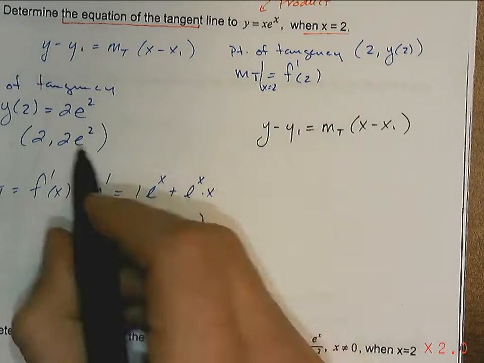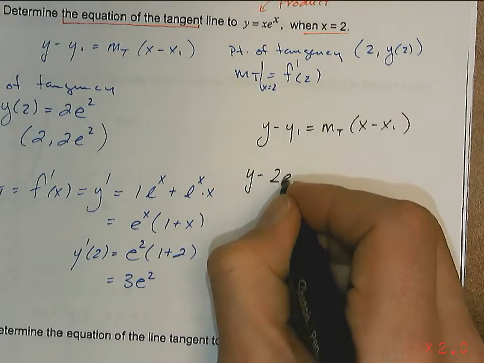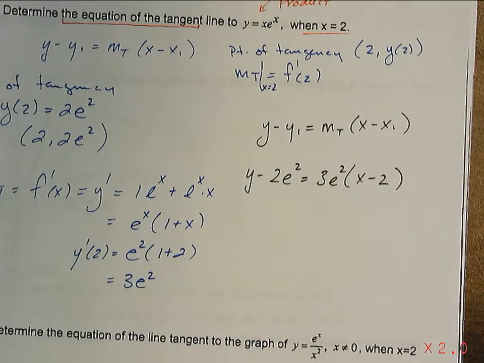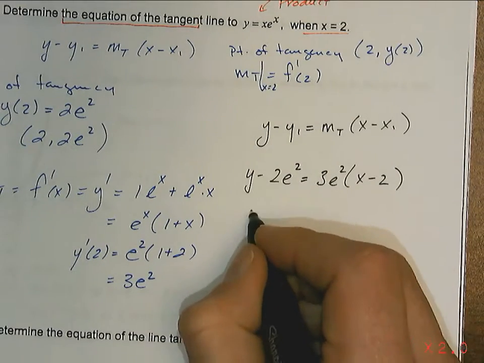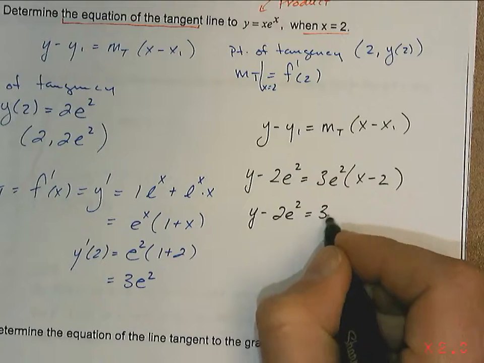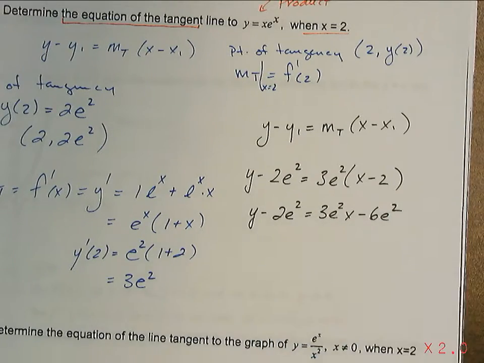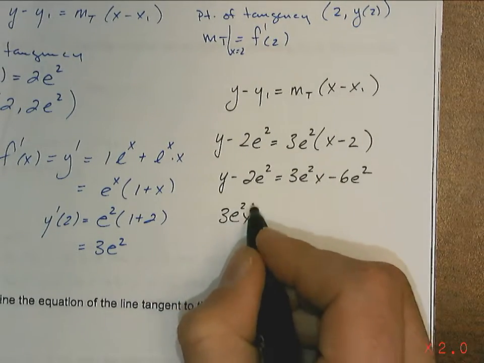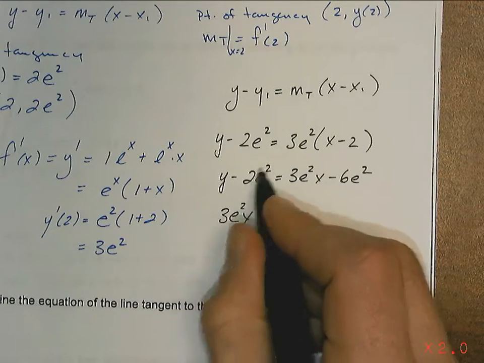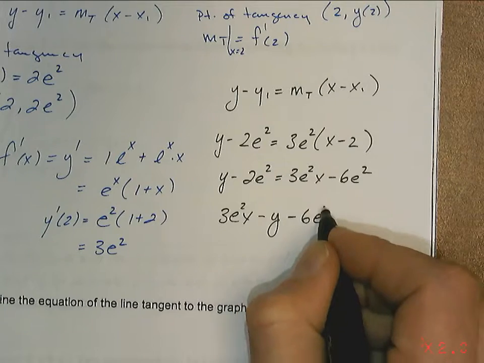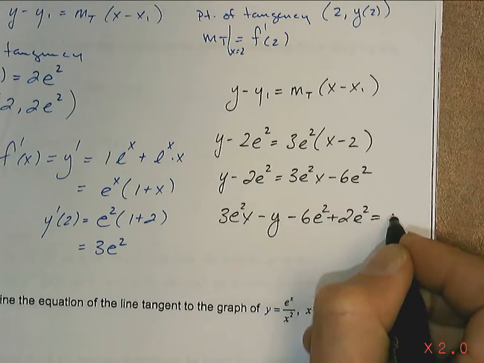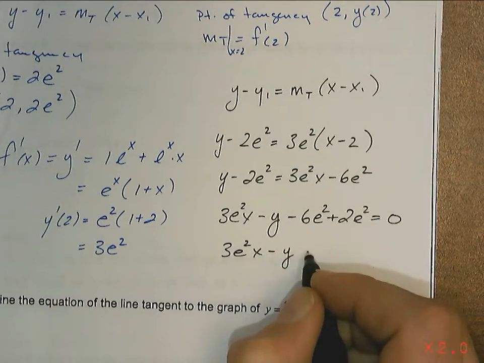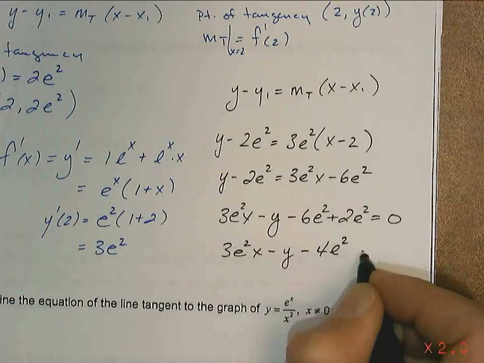Okay, so we're going to put our y value in and our x value. Here's my slope value. That looks amazing. We're now going to expand. I'm now going to put it in standard form. This is positive, so I leave it alone. I'm going to take the y over to the other side. I'm going to take the negative 2e squared over with the negative 6e squared, so it's going to become positive 2e squared equals 0. And our final answer is 3e squared x's minus 1y and minus 4e squared.